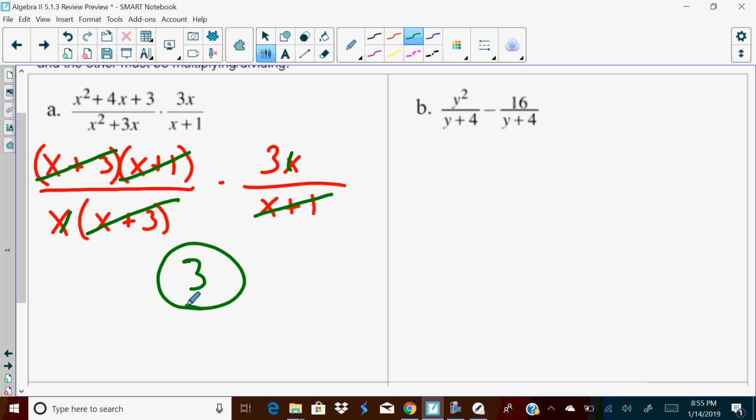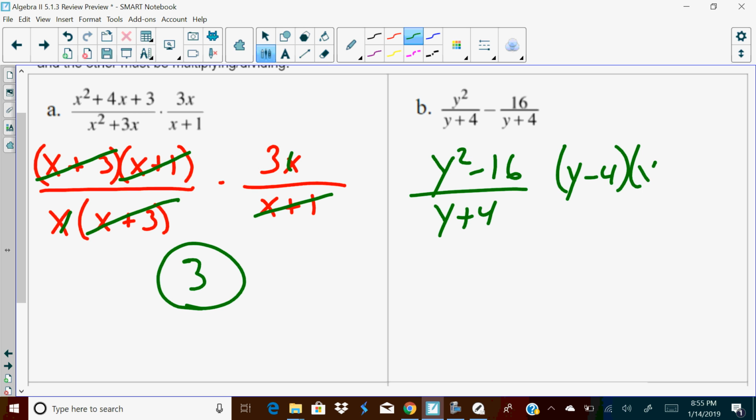For B, I'm going to first subtract because they have a common denominator. So I get y squared minus 16 over y plus 4. And I notice the top is a difference of 2 squares. So I get y minus 4 times y plus 4 over y plus 4. These cancel, so my answer is y minus 4.